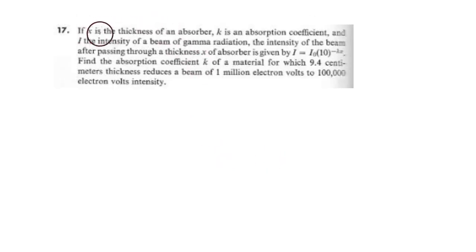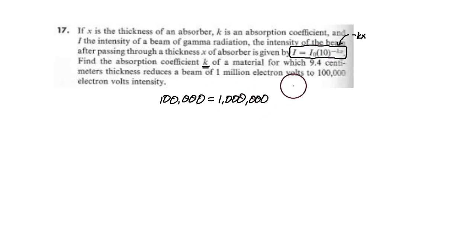Next, number 17. If X is the thickness of an absorber and K is the absorption coefficient for that material, and I is the intensity of a beam of gamma radiation, then the intensity of the beam after passing through a thickness of that absorbing material is given by this equation. Again, that exponent's a little bit blurry, so let me write that on there with my pen. It's negative Kx. Find the absorption coefficient K by plugging in numbers for every other variable in that expression. So for the letter I, the intensity of the beam, we fill in 100,000. For I sub 0, meaning the starting intensity of the beam, we fill in the 1 million. The exponent is negative K, and then for X, fill in the 9.4 centimeters of thickness.